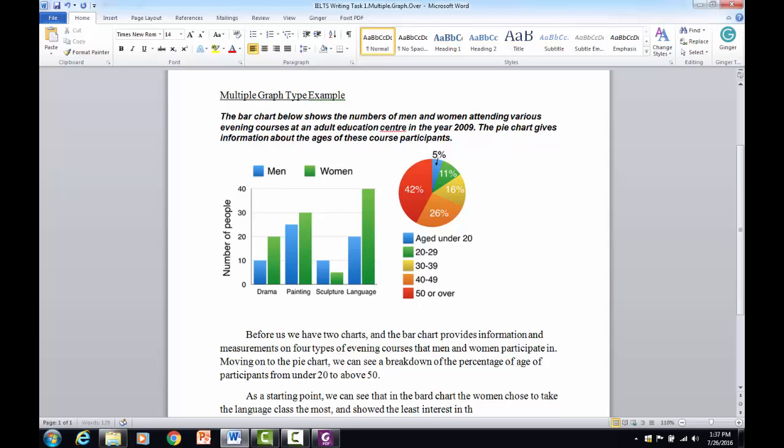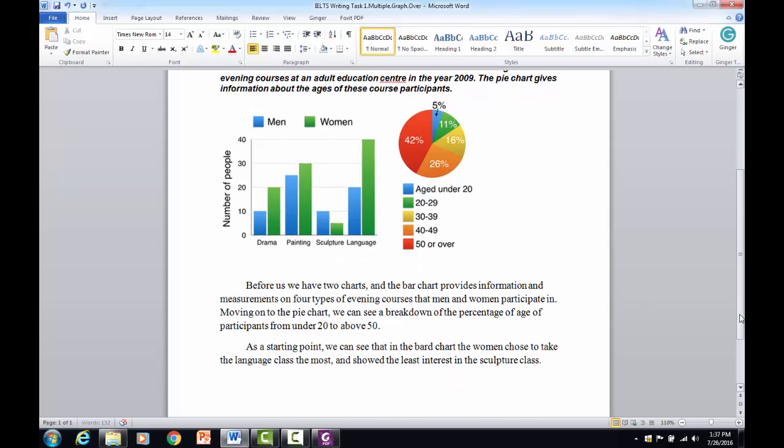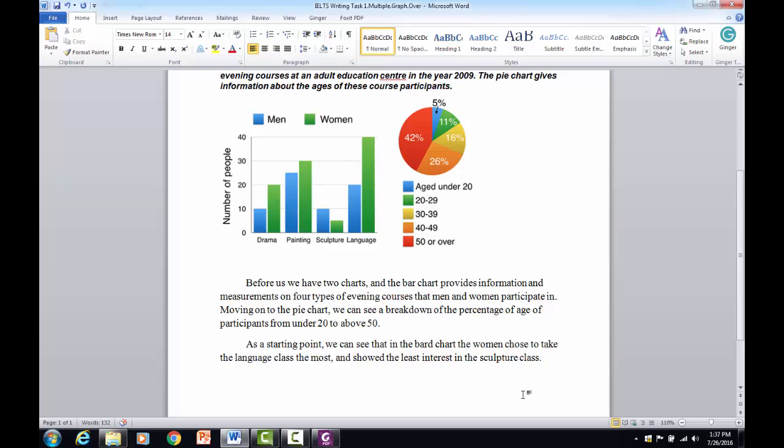least interest in the sculpture class. Okay, so there we have our first sentence about the women, right? In terms of the women choosing to take the language class the most and showing the least interest in the sculpture class.